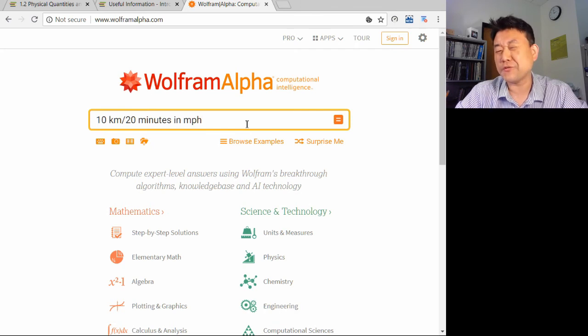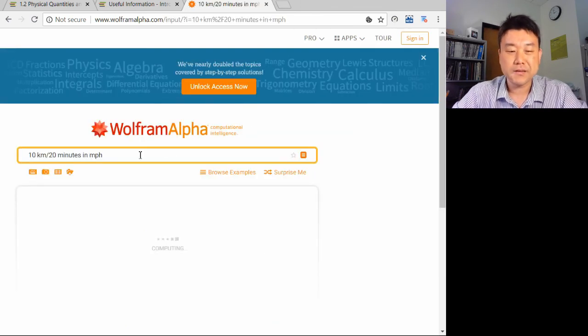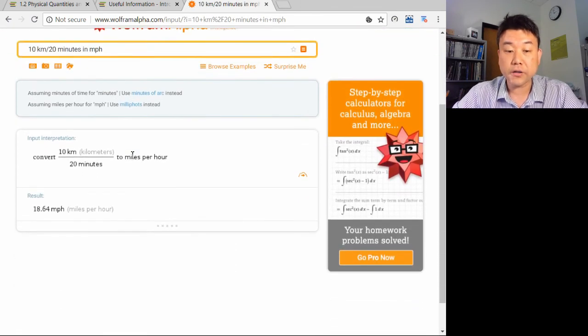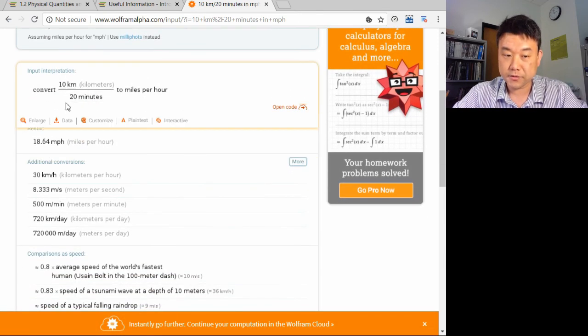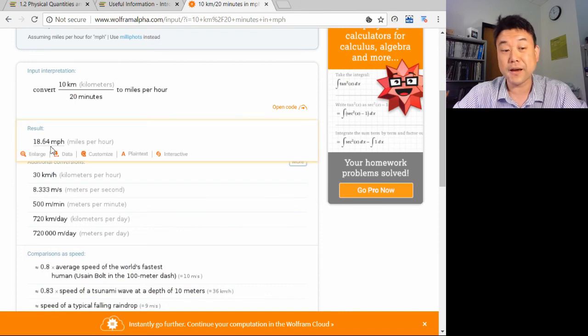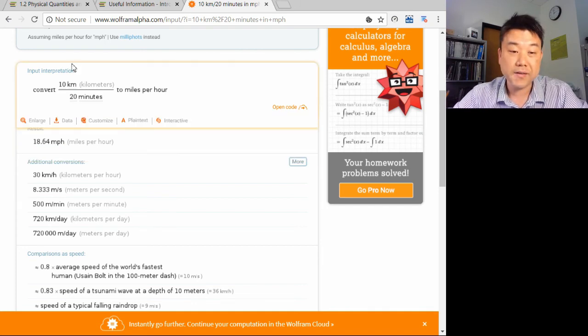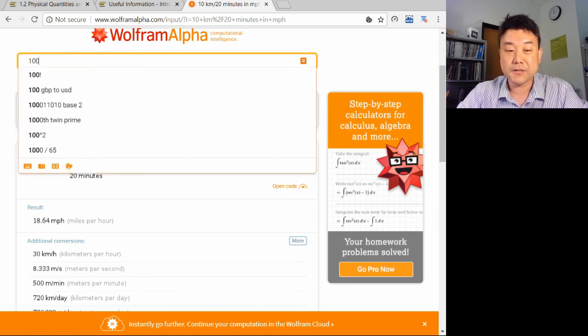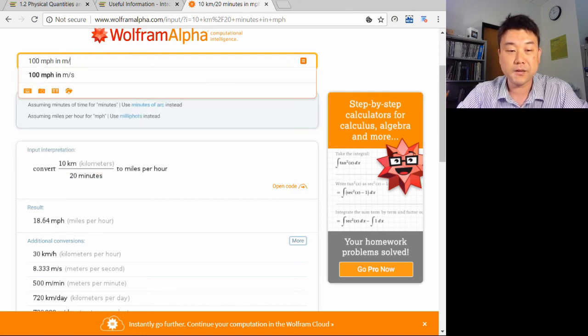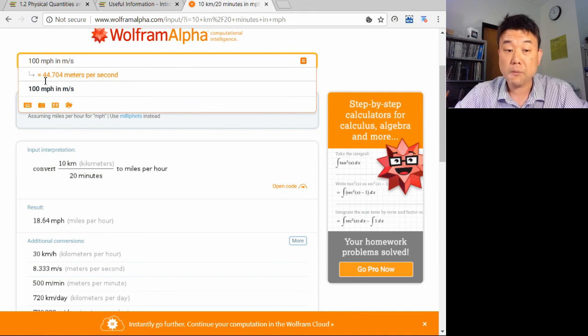Or the other example, 10 kilometers per 20 minutes in miles per hour. I might have to hit enter for this one. Let's try that. So it tells you how it understood your request to make sure this looks correct. Then if this looks correct, this answer ought to be right: 18.6 miles per hour. And if you go back in the video, you will see that's what we calculated. And finally, let's try 100 miles per hour in meters per second. It's about 45, or close enough to 50 meters per second.